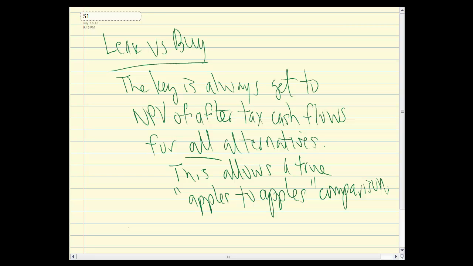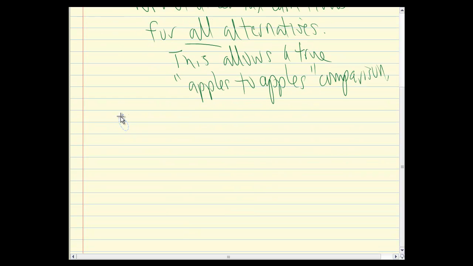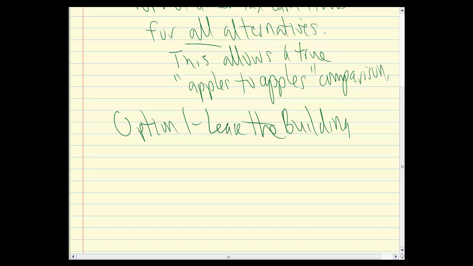So option one, let's do the easy option. Lease the building. Okay? Lease the building. Anybody, how do we do this? The first option tells us you're going to pay an annual lease payment of X. What's the present value? What's the after-tax cash flow of that? That present value after tax.